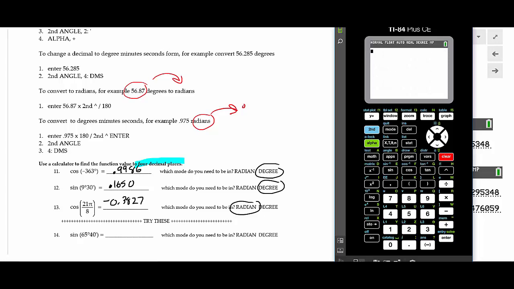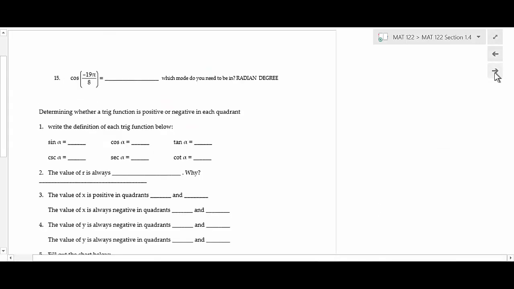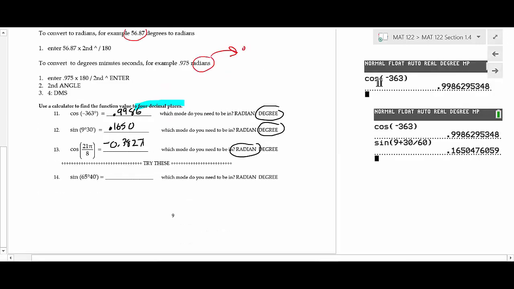Okay, so I'm going to clear that off. I'm going to pause and let you do a few of these yourself, 14, and then go on to the next page and do 15. So we're going to just take time to do a couple of these problems and kind of see where we're at with this then. Okay.